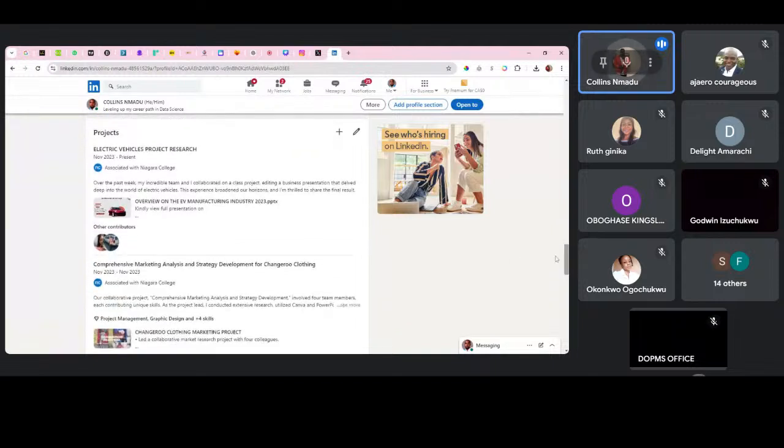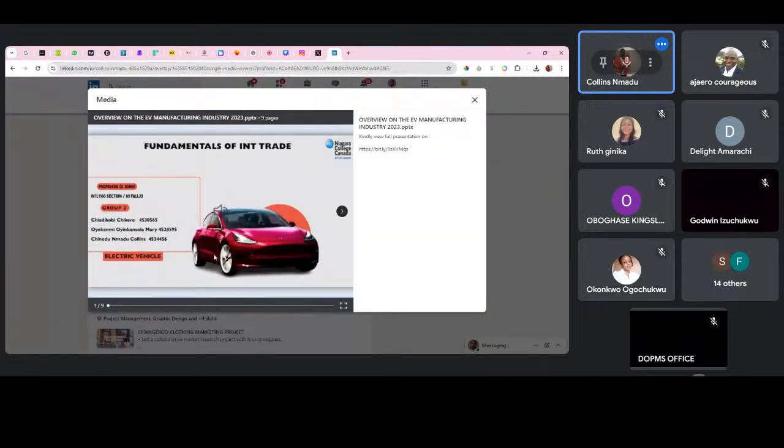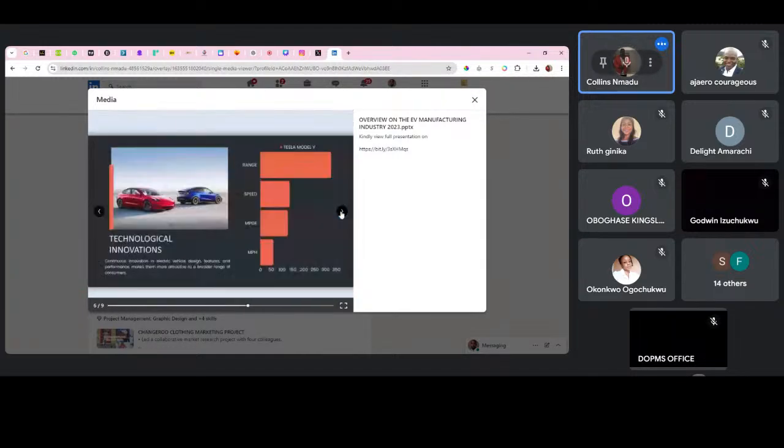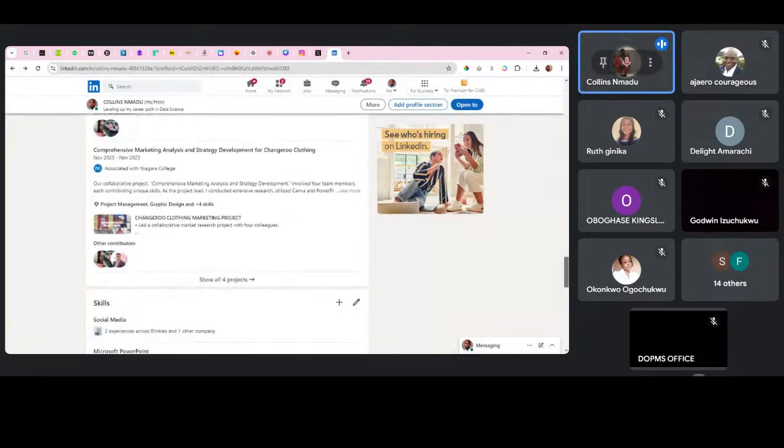Like I said, I did some projects in school too, an electric vehicle project research. And you add your other colleagues too. So is this thing working? Yes, I think it's working. So, more of a professional platform.